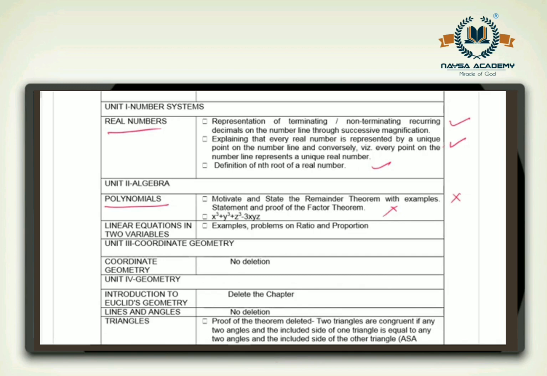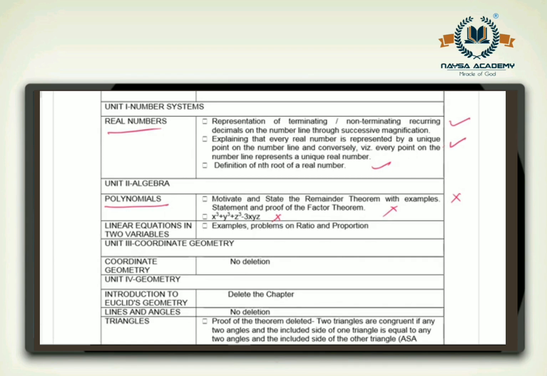x cube plus y cube plus z cube minus 3xyz, there is an identity which equals x plus y plus z into x square plus y square plus z square minus xy minus yz minus zx. This identity is also not there. So as this identity is not there, the problems related to this identity are also excluded from the syllabus.